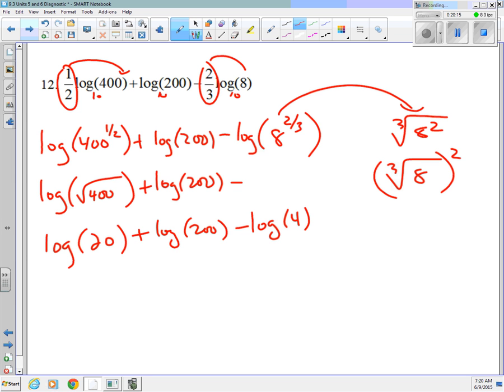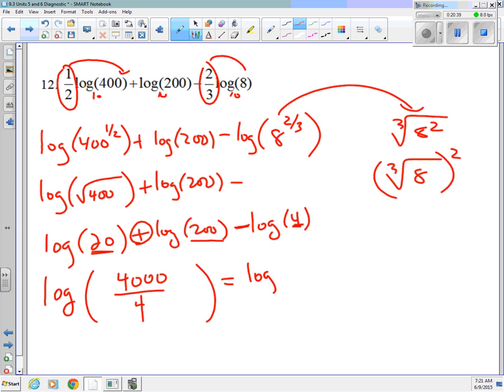So how do I handle this? It's still not anything with log base 10. Well, what I can do is consolidate this into one log. My additions of logs I can multiply. So 20 times 200 is 4,000. And I'm dividing that by 4 because I'm subtracting the log of 4. So I made this into one log. So now I have log of 4,000 divided by 4, which is log of 1,000. And 1,000 is a power of 10. You should recognize that 10 to the third is 1,000. So all this mess just comes out to be 3.